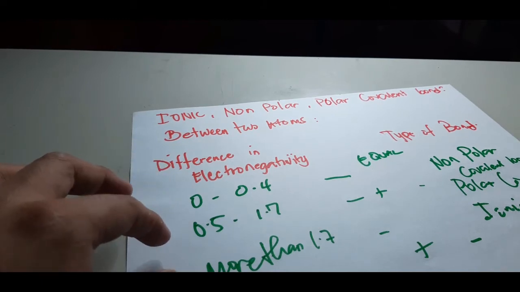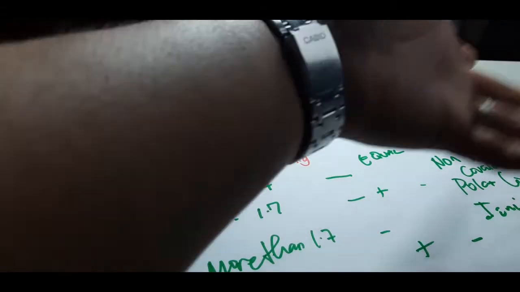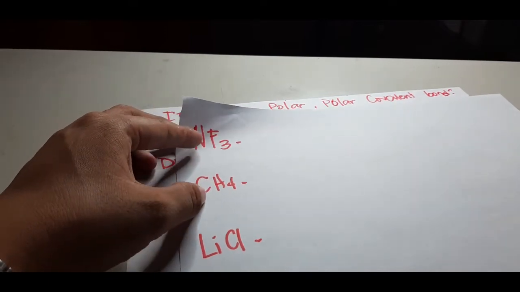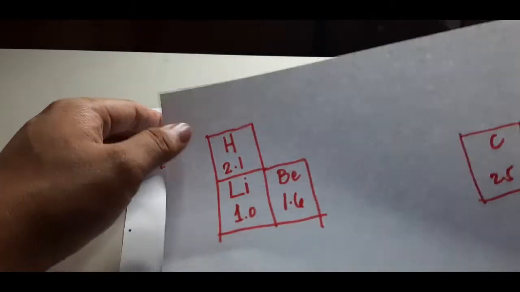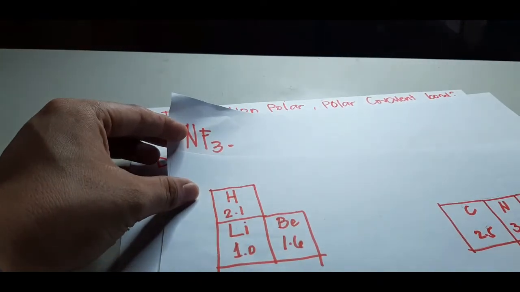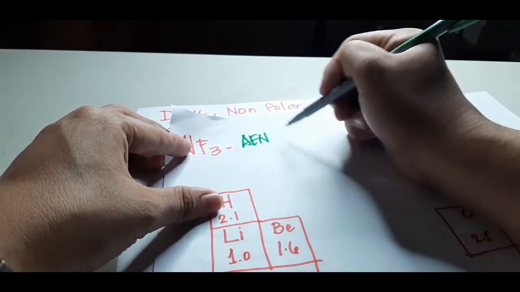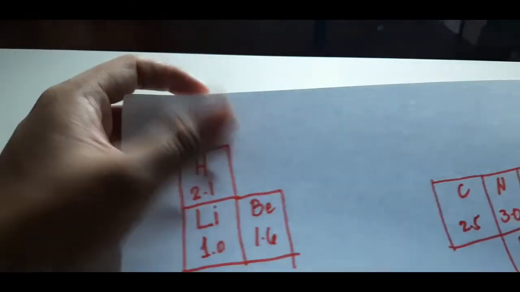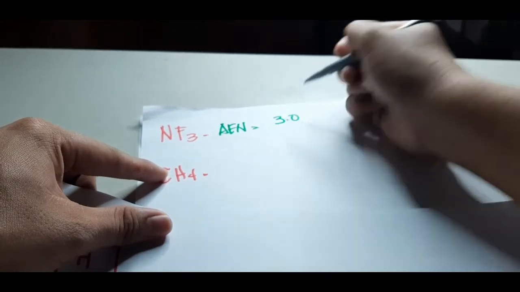Now, how are we able to identify this type of bond? Let us simply have an example. These are examples of compounds: NF3, CH4, and LiCl. We are going to get their difference in electronegativity using this pattern. So what is the electronegativity of N? We have 3.0. So we just need to write it.